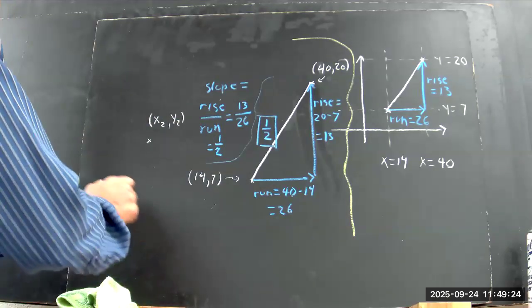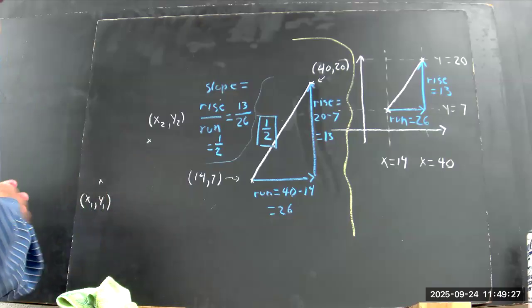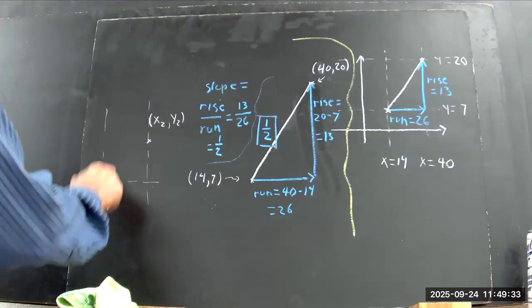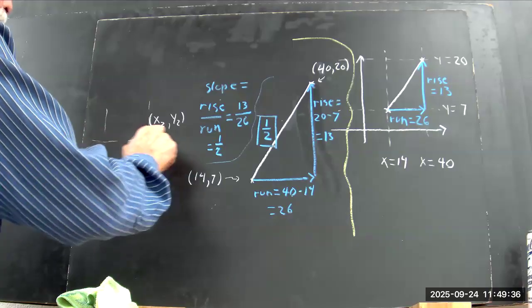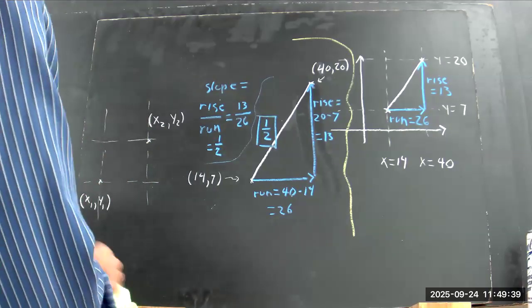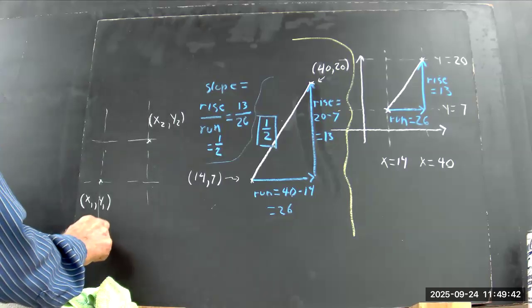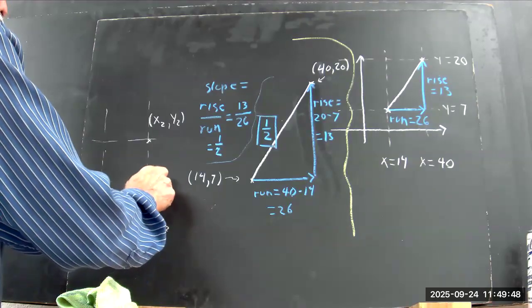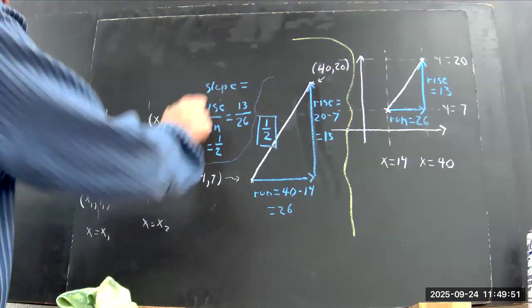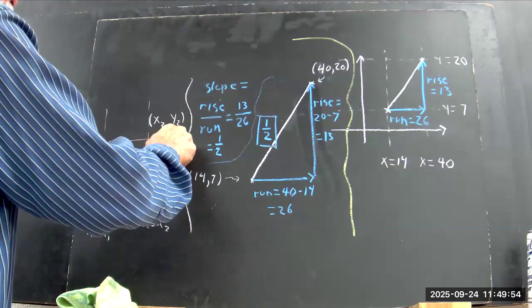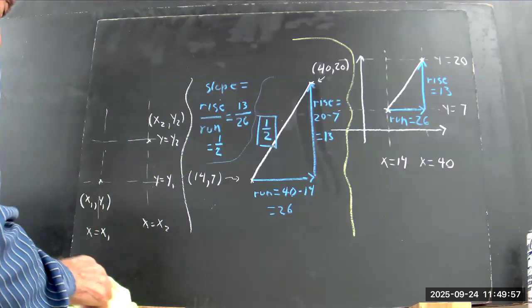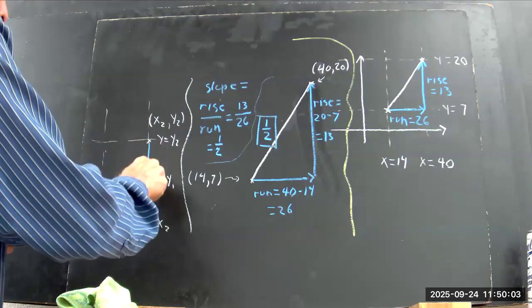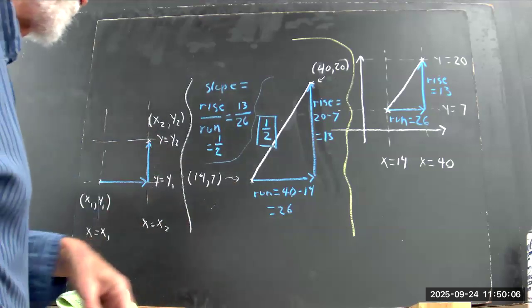Then if I have my horizontal and vertical dotted lines, which help orient, they're more or less optional, but this line is x equals x1. This line is x equals x2. This line is y equals y1. And this line is y equals y2. If I'm in the habit of doing this with the numbers, it's real easy to see what to do with the symbols.